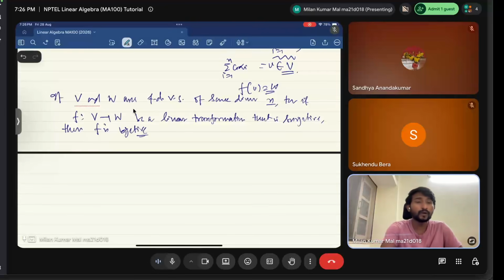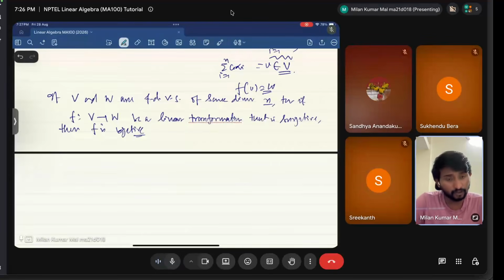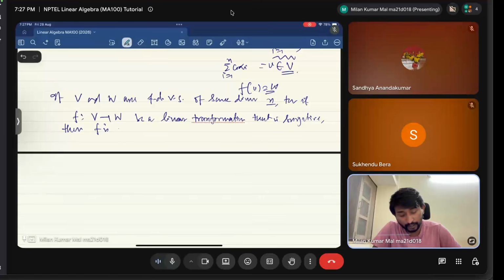That means what I have to prove? I have to prove that if F is a linear transformation from V to W and F is surjective, then F is bijective. Okay. So why does this have to be bijective? Basically, what I have to prove is that F is injective.